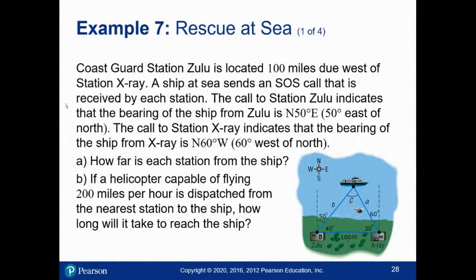So how about another example? We've got a picture with lots of extra coloring on it.